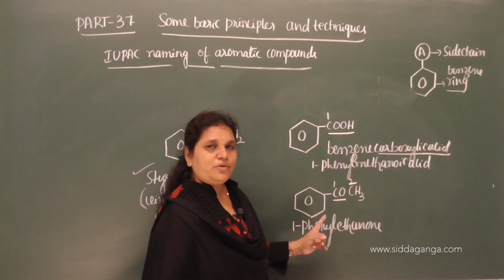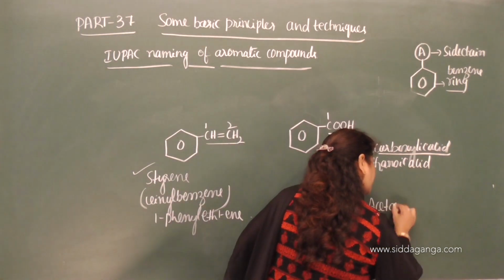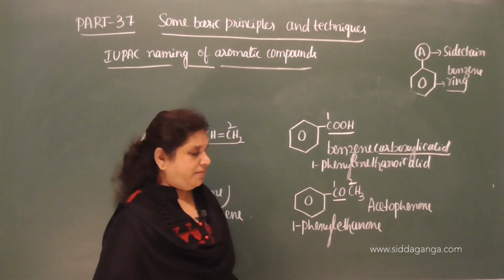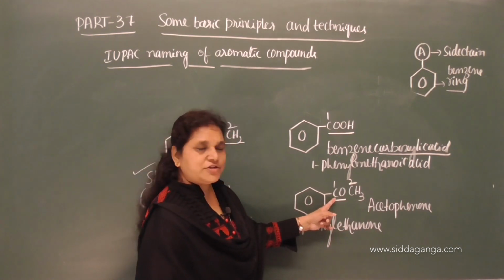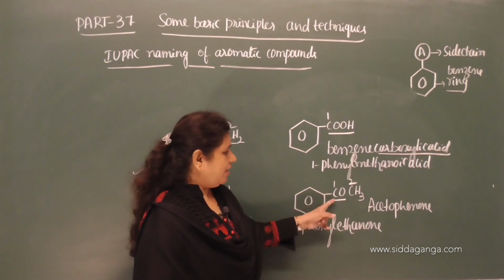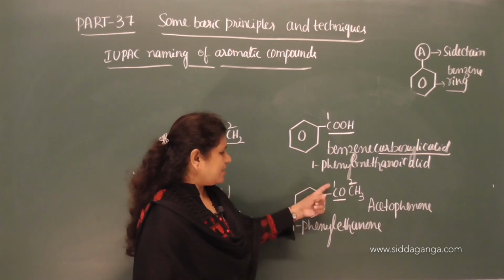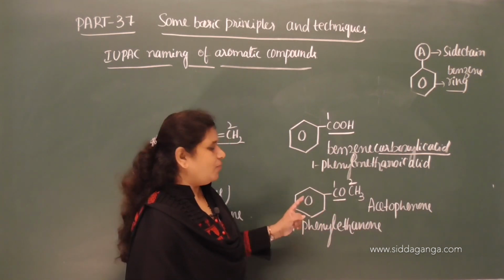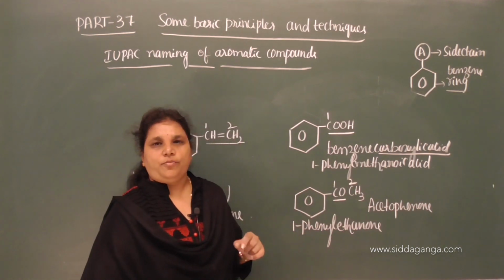In the last class I had given acetophenone. Acetophenone is the special name, but if you want to give the IUPAC name, this is the functional group present in a side chain. Ethanone is the basic root word, so it gets substituted by the phenyl group. What is the position of the phenyl group? 1. Therefore, 1-phenyl ethanone is the IUPAC name.